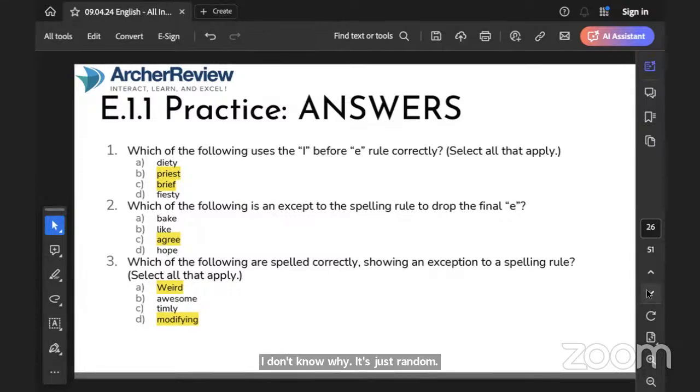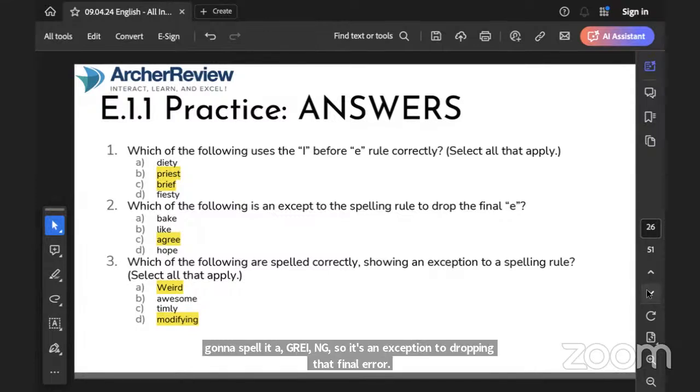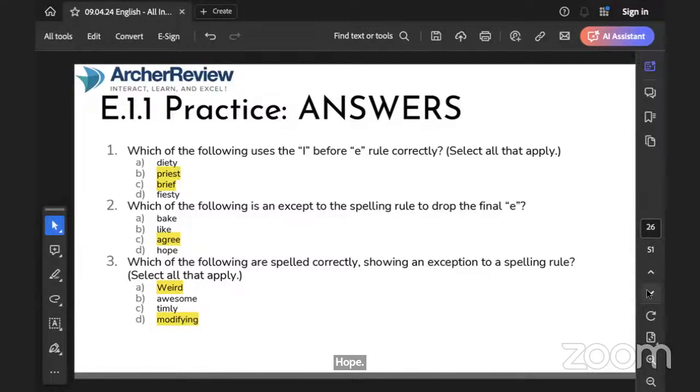All right. So bake, if I were to make it baking, I would drop the E off and it'd be B-A-K-I-N-G. If it was liking, L-I-K-I-N-G. So I dropped the E off of those. That follows that rule. But agreeing, if I add that -ing onto the end, I'm still going to spell it A-G-R-E-E-I-N-G. So it's an exception to dropping that final E rule. Hope, if I add -ing, it would be H-O-P-I-N-G, hoping.